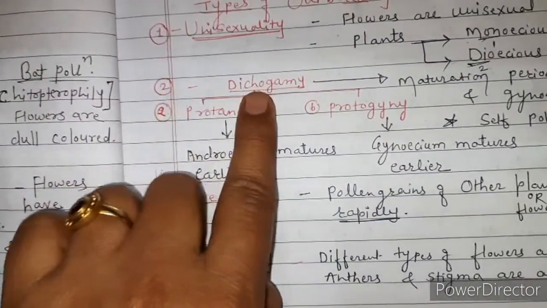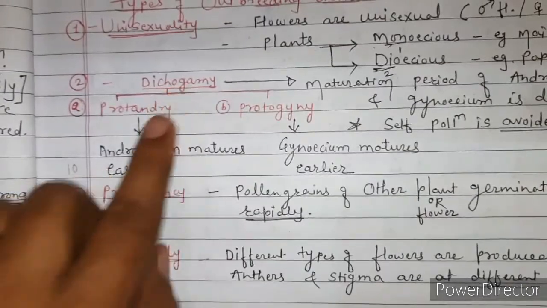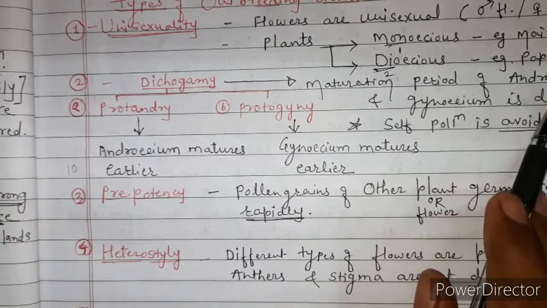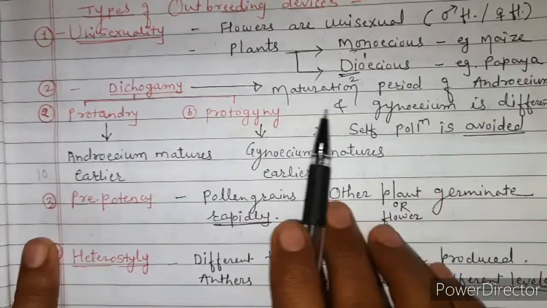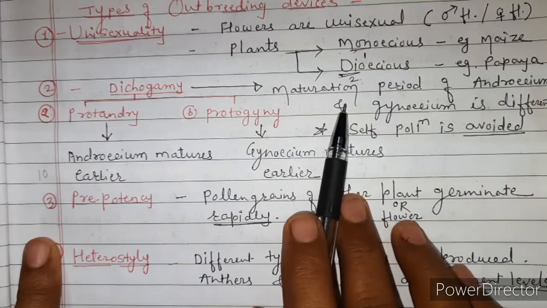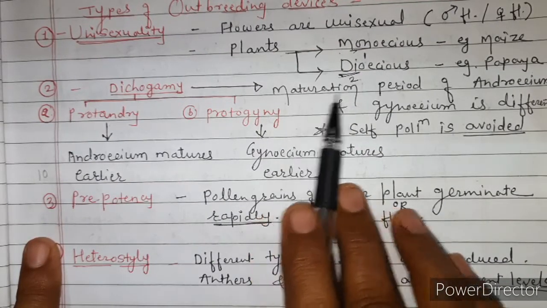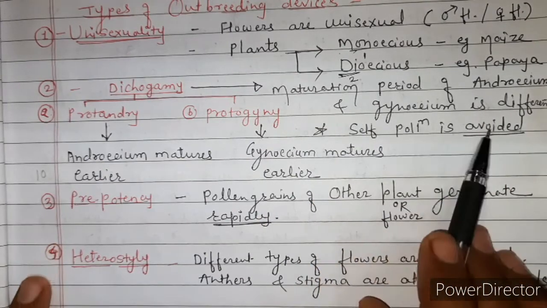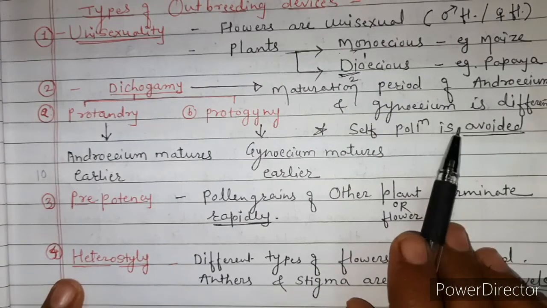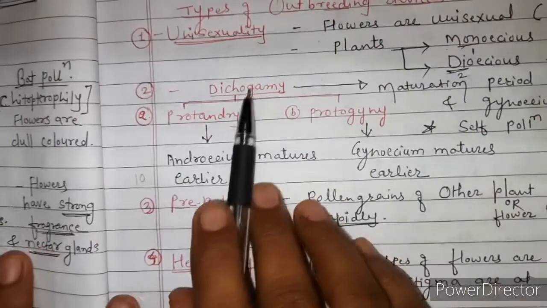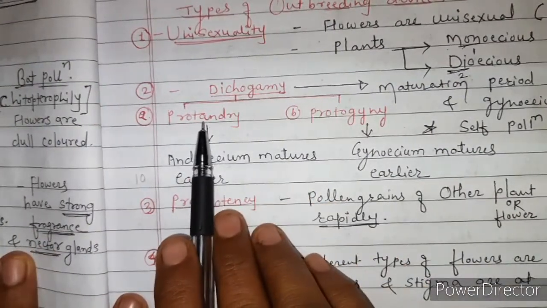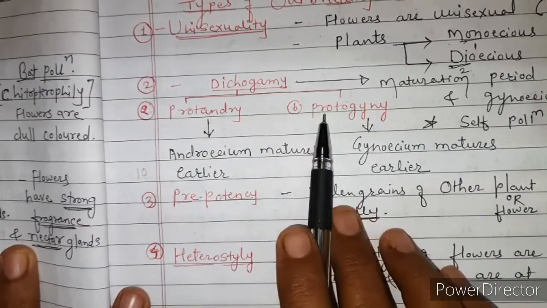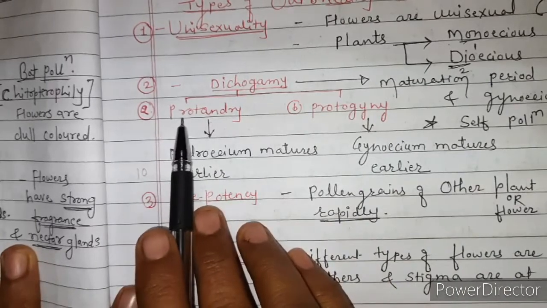Now, the second type is dichogamy. In dichogamy the maturation period of androecium and gynoecium is different. Here, though there is presence of bisexual flowers, the maturation period of androecium and gynoecium is different. Hence, self pollination is avoided, it is prevented, and cross pollination is preferred. Dichogamy occurs in two conditions. First one is protandry, second one is protogyny. Here pro means earlier.